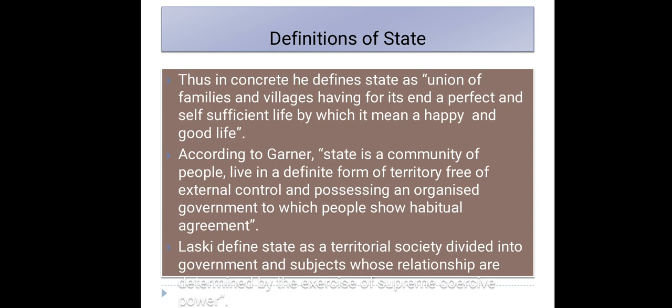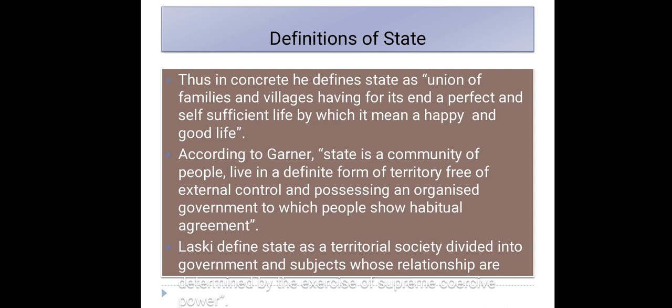Thus, in concrete terms, he defines the state as the union of families. Now look, he started from a very basic element of the state: that the state is a union of families and villages having for its end a perfect and self-sufficient life, by which he meant a happy and good life. Before this slide I said that man can lead a happy and channelized life only as a member of the state.